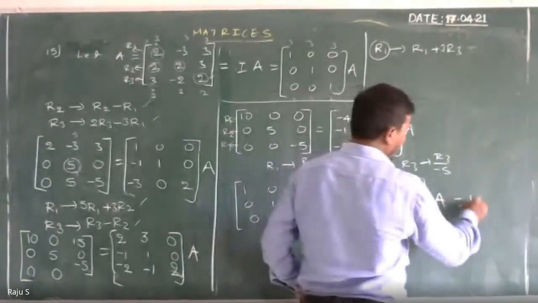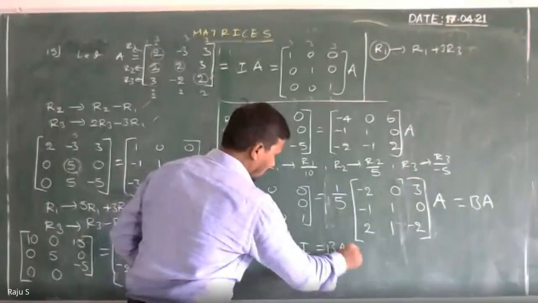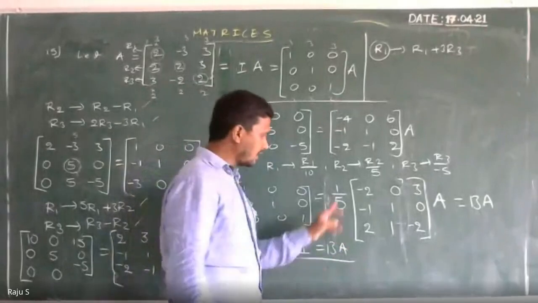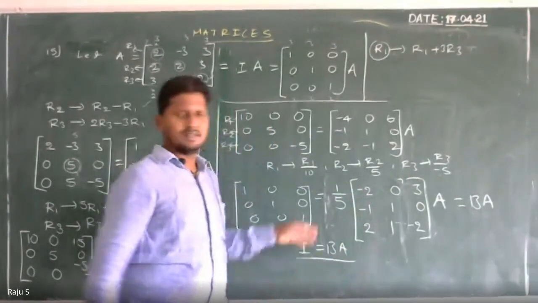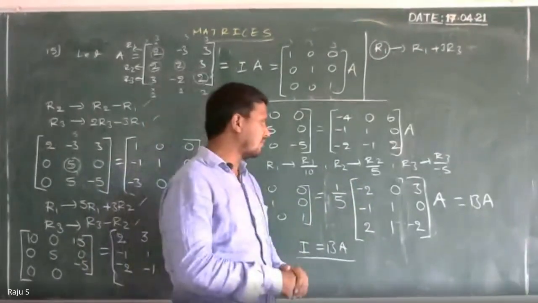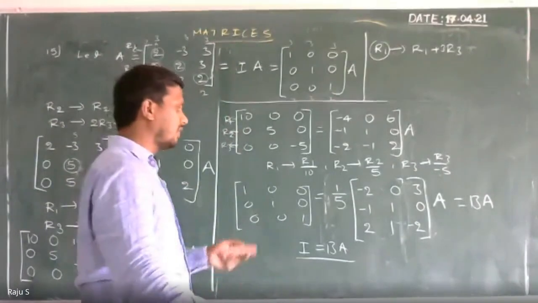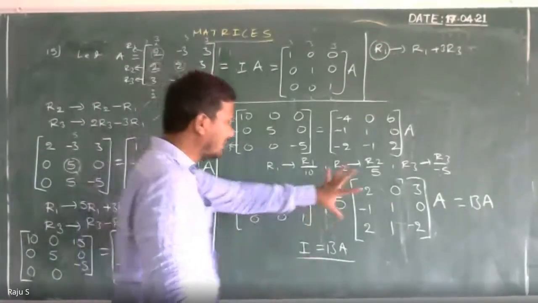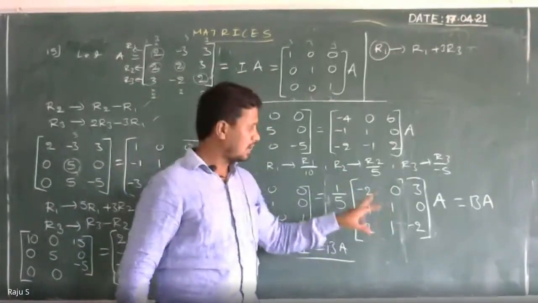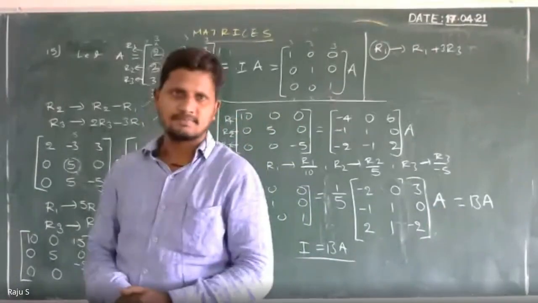So finally it is in the form I is equal to BA, where B is equal to 1 by 5 times minus 2, 0, 3, minus 1, 1, 0, 2, 1, minus 2. Otherwise, you can multiply: minus 2 by 5, 0, 3 by 5, minus 1 by 5, 1 by 5, 0, 2 by 5, 1 by 5, minus 2 by 5. Like that also you can write. So this is the required inverse of the matrix A by using elementary operations.